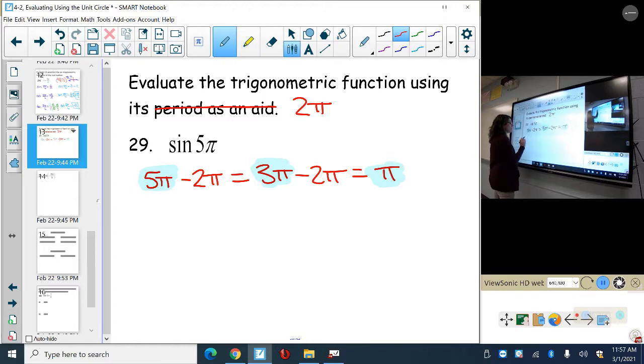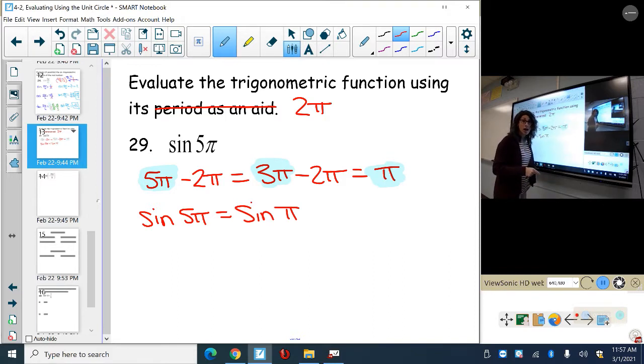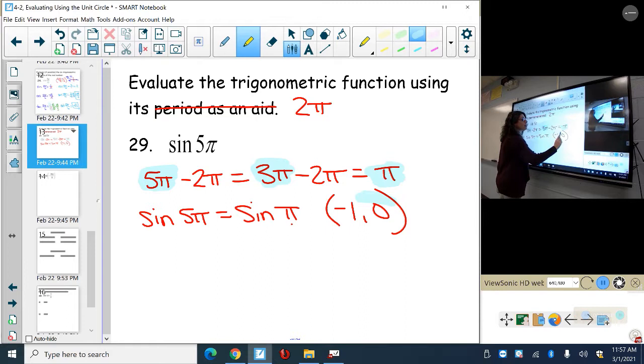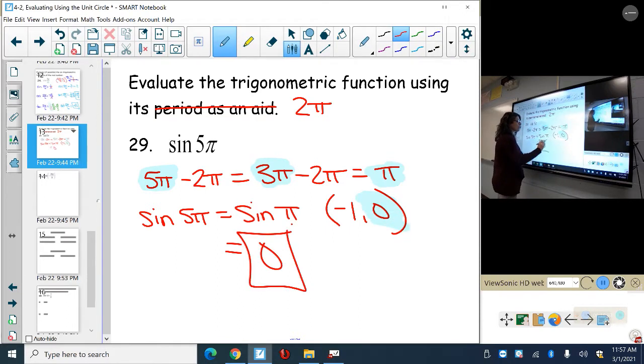Which means the sine of 5 pi is the same thing as the sine of pi. What ordered pair corresponds to the value pi? That is going to be negative 1, comma 0. It says to evaluate that. I want the sine. So if I want the sine, that means I want the y coordinate in that point. That means it is going to be 0. Okay?